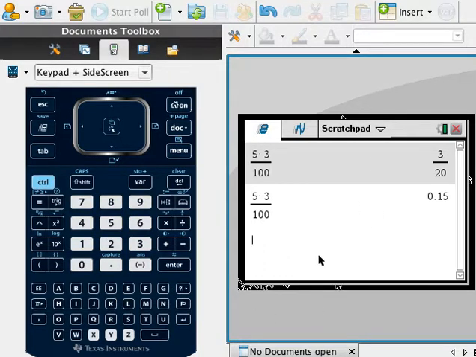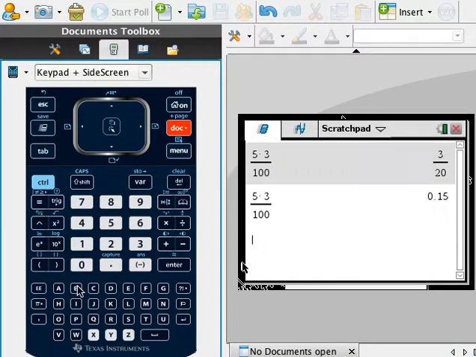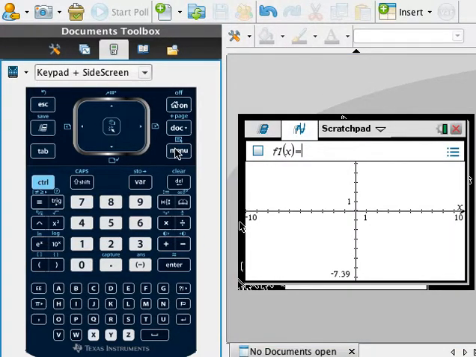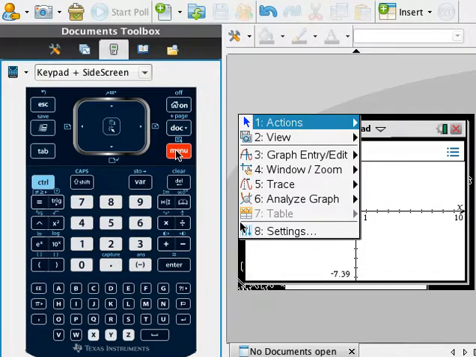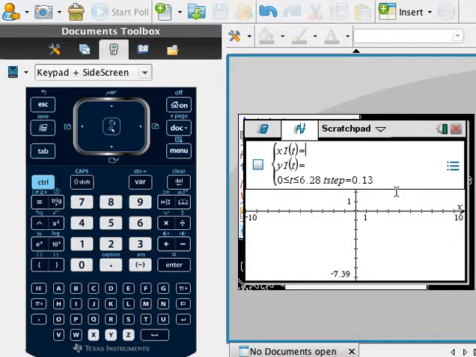All right, so it doesn't matter what's in your calculator, but you do want to clear it. So Doc B, when you're on this screen, clears everything. Then you go to the graphing screen, and we're going to put in an equation, but we want a parametric equation. So we go to menu, go to 3 where it says graph entry, and then go down to 3 again where it says parametric. Okay, and that'll pull up your equation like this.